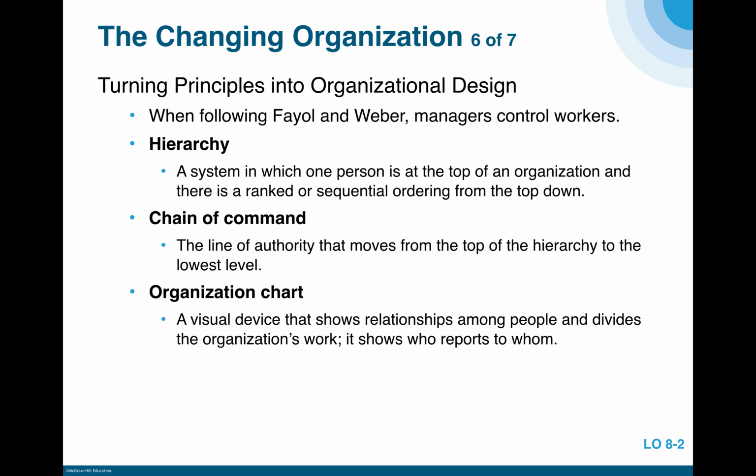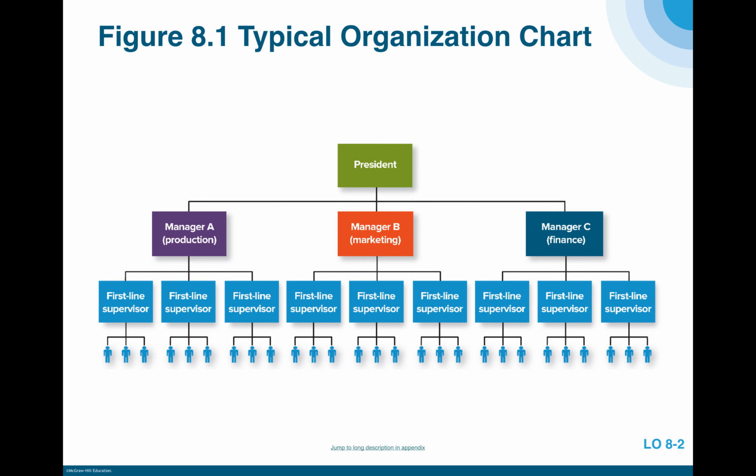Organizational chart, just a visual device that shows relationships among people and divides the organization's work. It shows who reports to who. So here's an example of an organizational chart. At the top you have your president, on down to your managers A, B, and C, first line supervisors, and then you've got your employees all the way down at the bottom. So pretty much any organization, you probably have access to some sort of organizational chart.